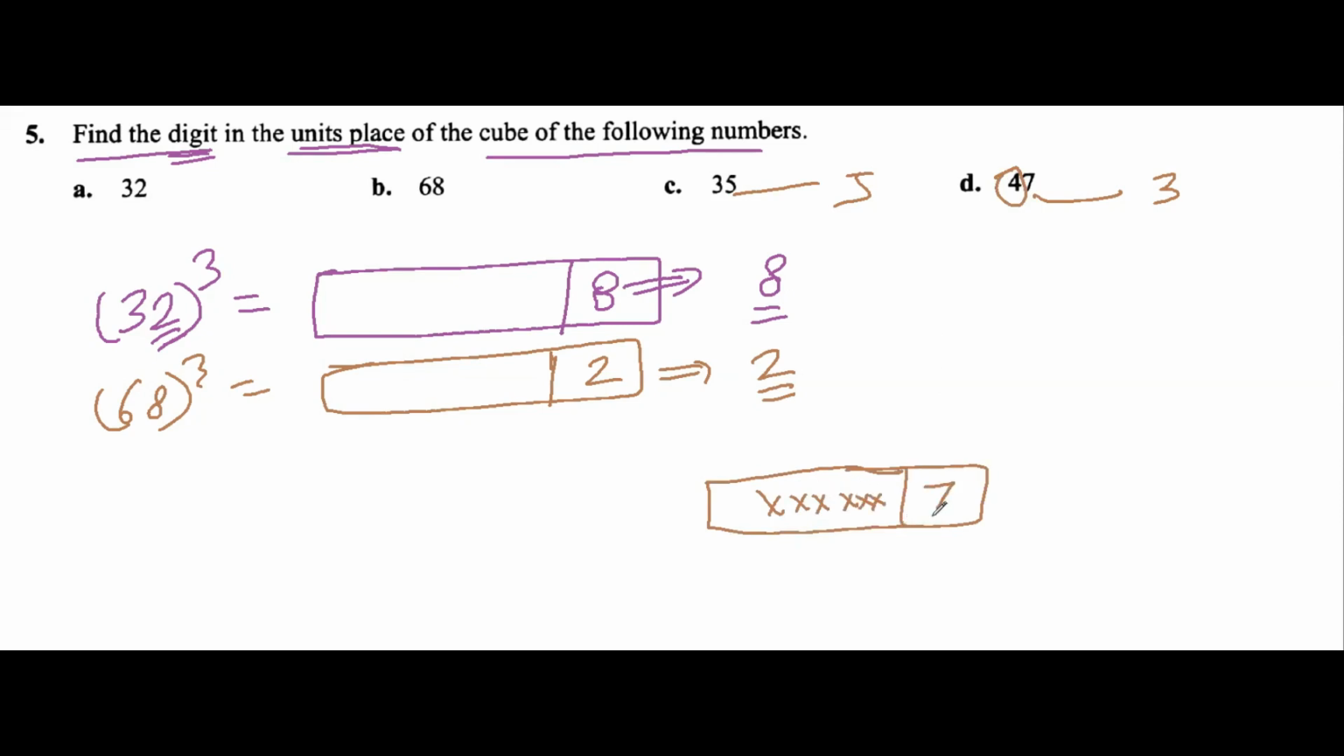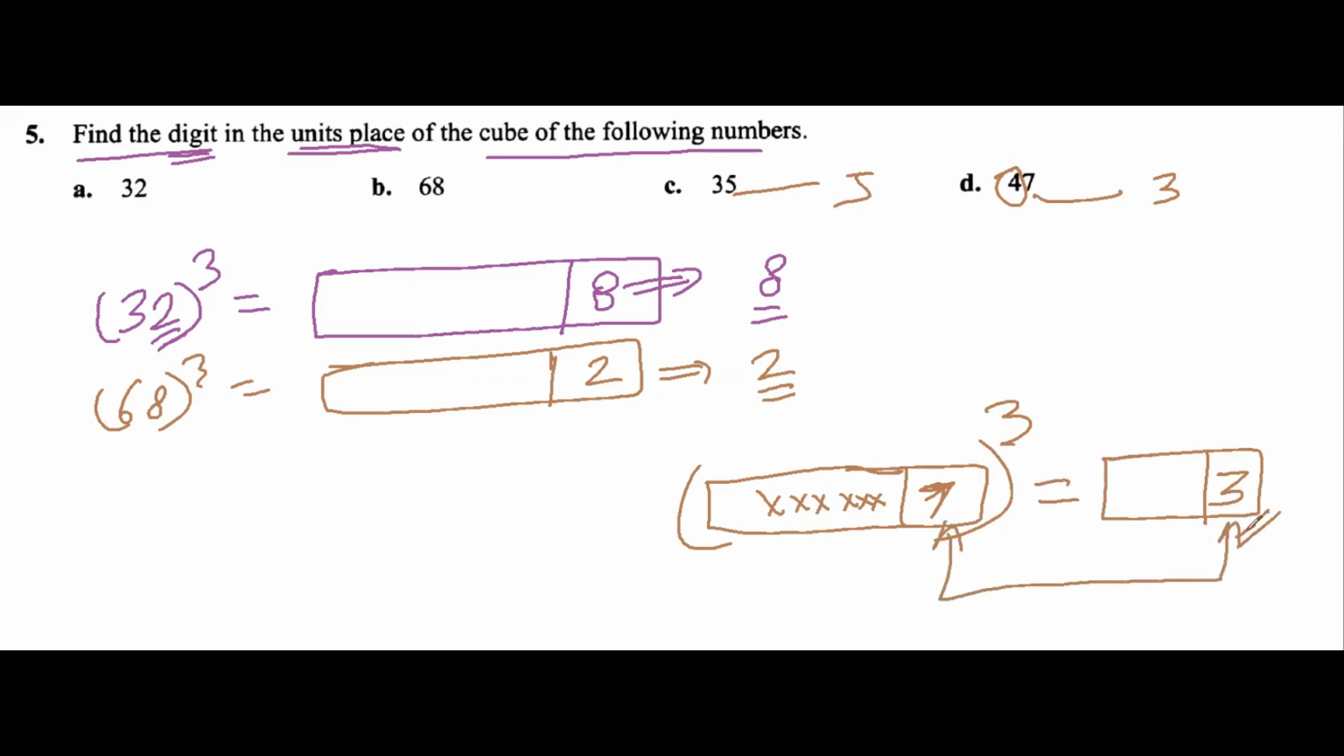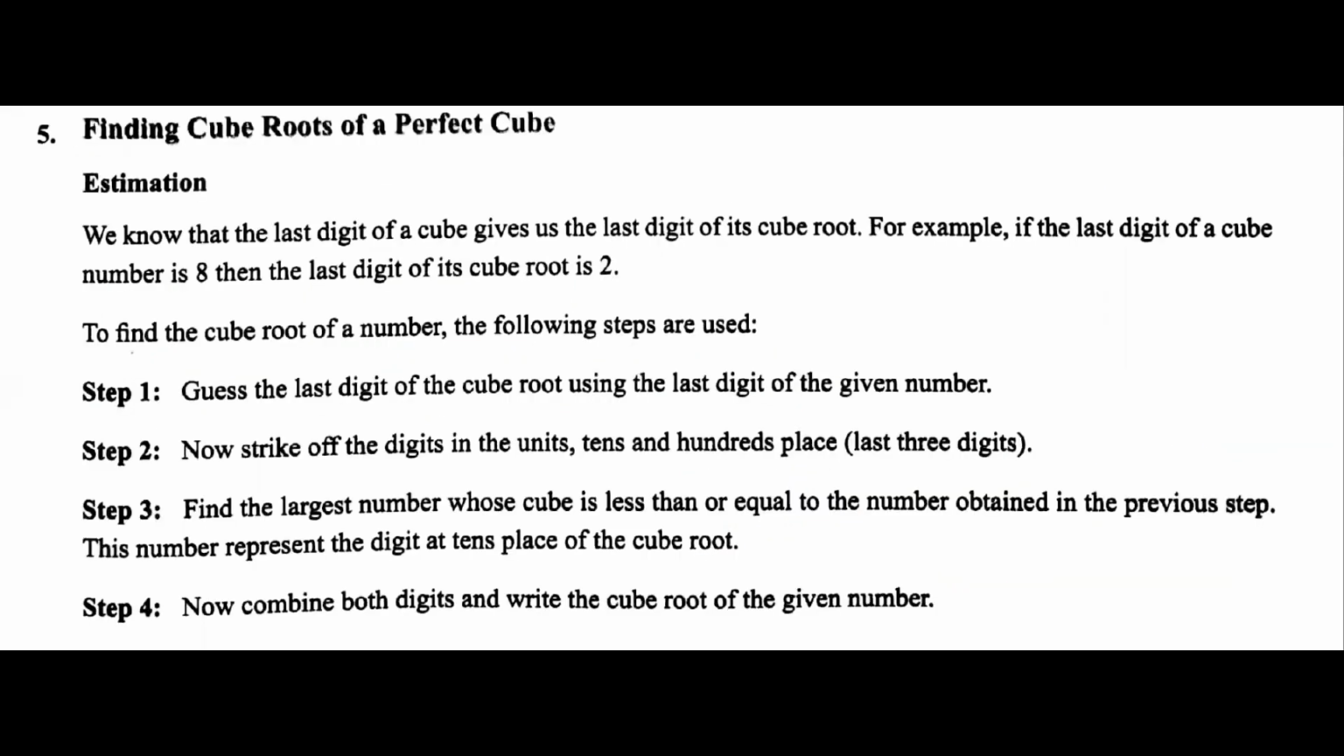Okay, if the unit place is 7 and I want to find the cube of this, I will get a number whose unit place will be 3 only. If this is 7, it has to be 3. So this is the answer. Got it? Next topic is finding the cube root of a perfect cube.